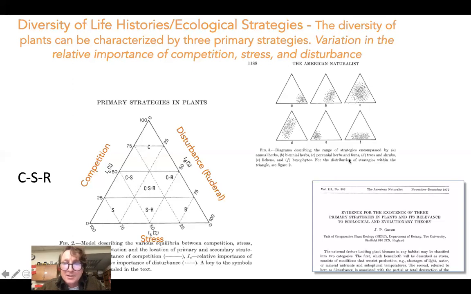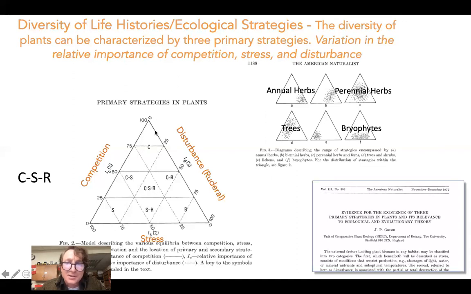Since this Grime paper in 1977, people have been trying to characterize where different species tend to fall in this CSR triangle. So trees tend to be really good competitors, right?